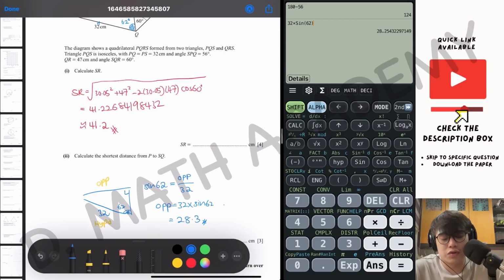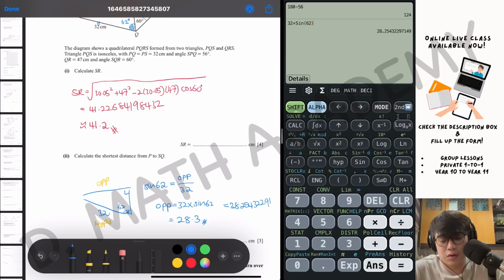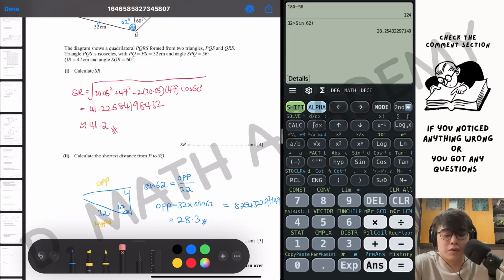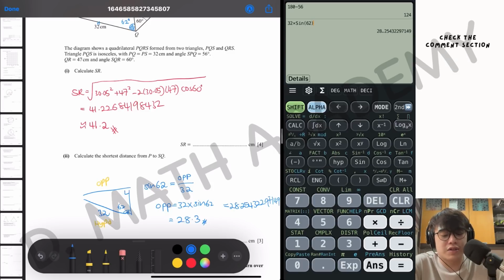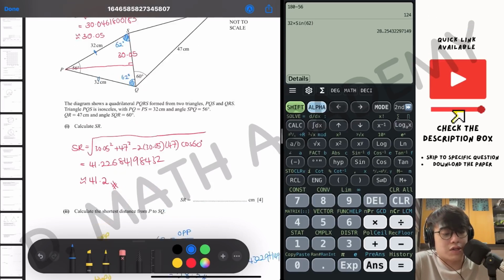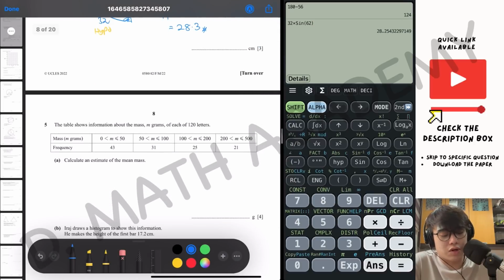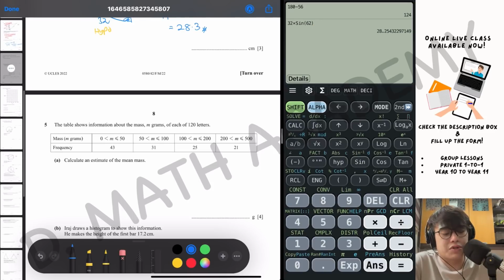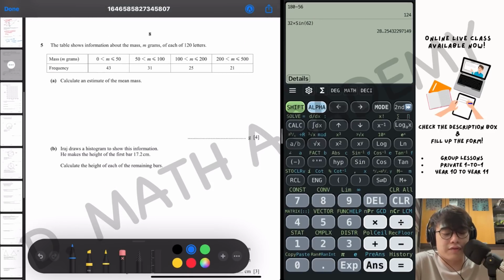But if you wanted to show your teachers the full results, you can write this down first. Then only you round it up into the accuracy that you wanted, which is 3 significant figures here. So that's how you get part B number 2 sorted out. We are not halfway through yet, but almost there. Let's look at question 5.